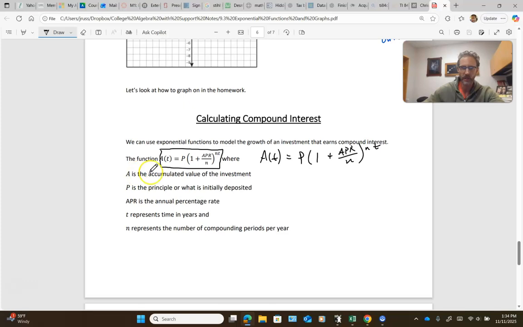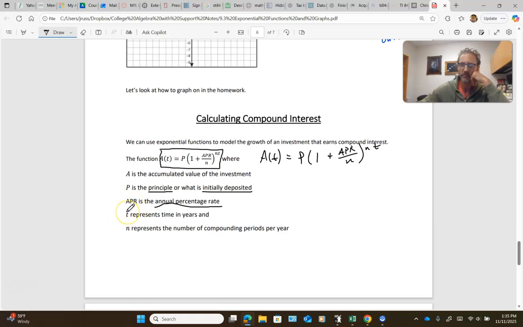So let's talk about this. A just represents the accumulated value of the investment after some period of time. P represents what we refer to as the principal, or the amount that we're investing, or depositing. If you're on the other end, you would be a borrower, and so the principal in that case would be the amount of money that you're borrowing. Of course, you're the one in that case that ends up having to pay the interest. The APR is an acronym for the annual percentage rate. In other words, this just represents the interest rate.